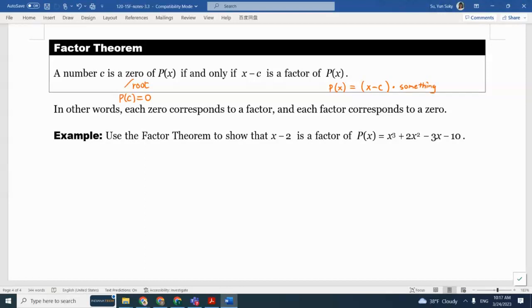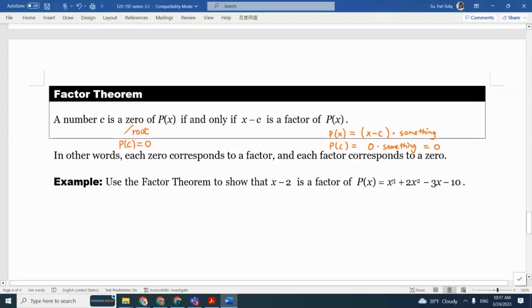Okay, think about it. P of X equals X minus C times something. So when you plug in X as C, do you see C minus C is 0? And 0 times whatever is just 0. Right? So therefore each 0 corresponds to a factor, and each factor corresponds to a 0.